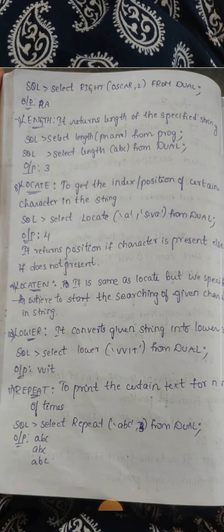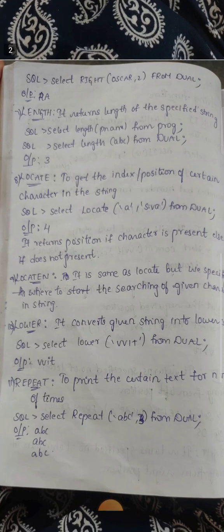LOCATE with N is the same as locate, but we specify where to start searching for the given character in the string. And LOWER converts the given string into lowercase, so the uppercase values are converted into lower. And REPEAT prints a certain text for n number of times. So select repeat of ABC, 3 from Jewel. We will get the output of ABC 3 times.